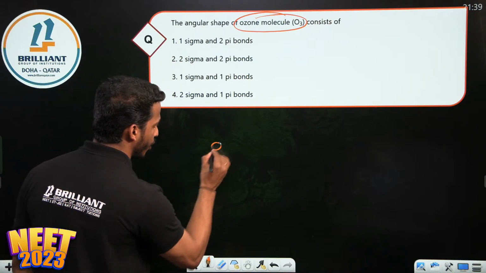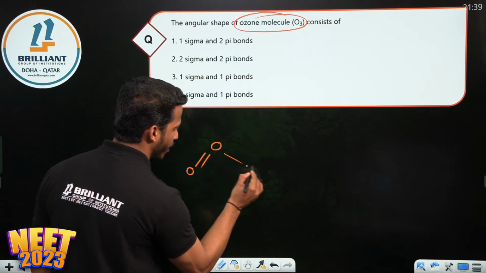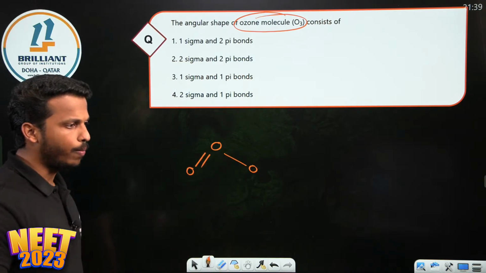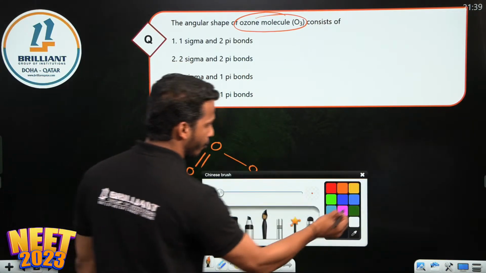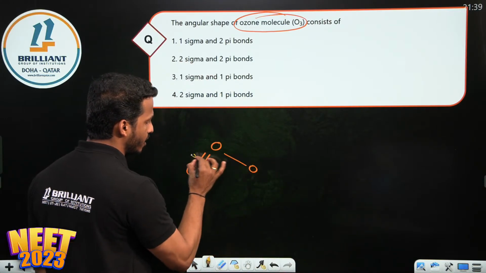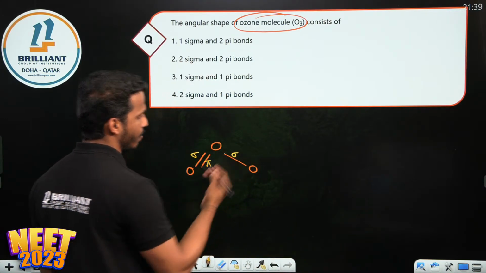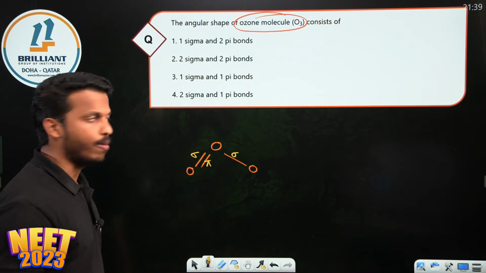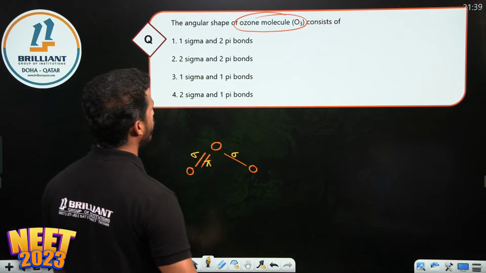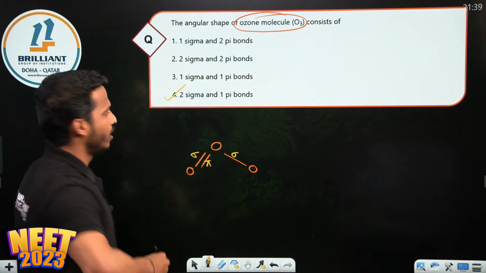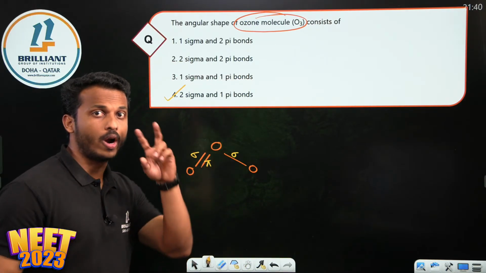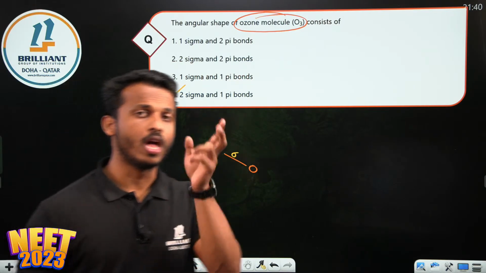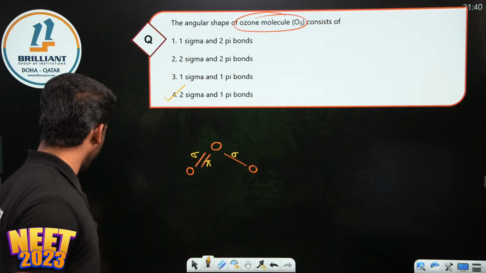You know the shape of ozone is bent, where there is a double bonded oxygen and a single bonded oxygen. This is the shape of ozone, where there is sigma, pi and sigma. So in total there are 2 sigma bonds and 1 pi bond. The answer is which one? 4. Remember, ozone is bent in shape, with one oxygen with a double bond and another oxygen with a single bond.